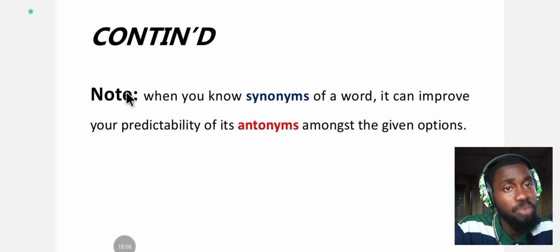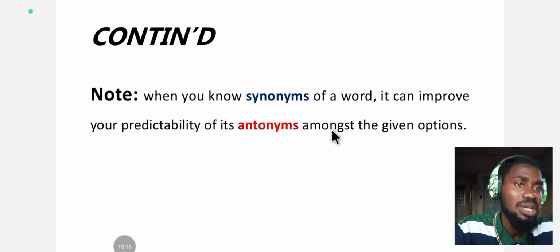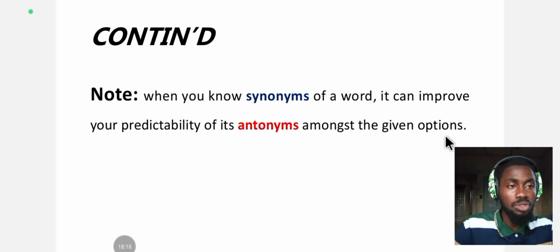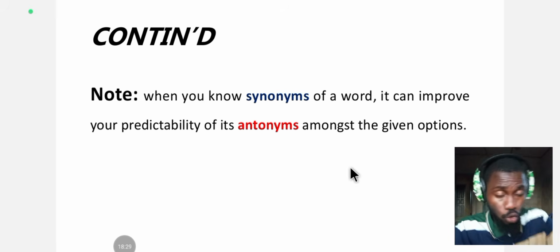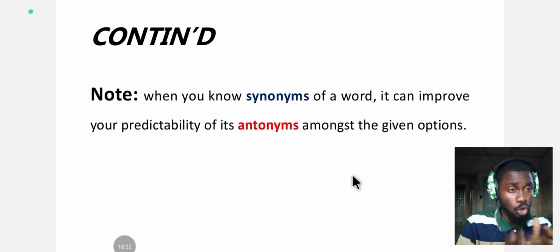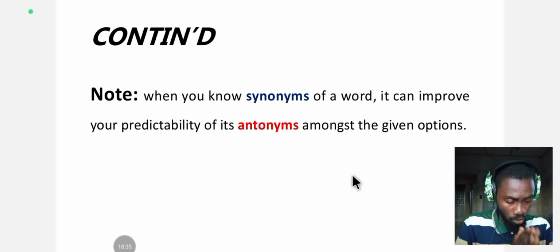Note something very important. When you know the synonym of a word, it can improve your predictability of its antonyms amongst the given options. So when you know the synonym, that's why we say learn the synonyms of those words. Even when you are studying for antonym, also learn the synonym, because they go hand in hand. When you know this one, you can easily predict among the options, other than you don't have a clue at all. You have no idea.